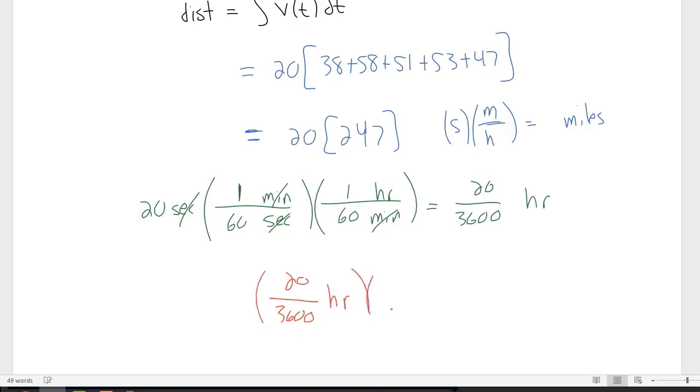And then we have our 247, and when I multiply those out, I'm going to end up with miles as my net distance. Doing that on my calculator, I'm going to approximate as a decimal. I get 1.37 miles traveled there.